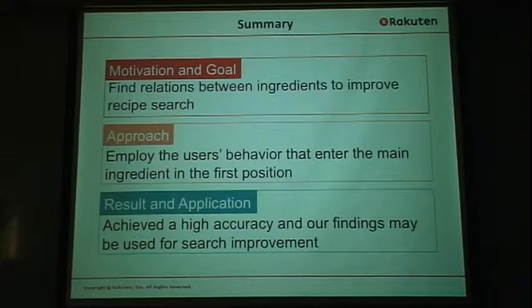So let me summarize this work. In this research, we try to find relations between ingredients to improve recipe search. For this, we employ the user's behavior of entering the main ingredient in the first position. Experimental results show that we can achieve the highest accuracy, and our findings may be used for such improvement.